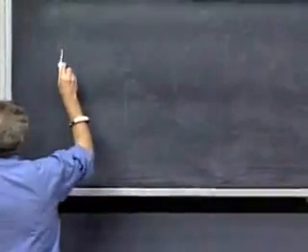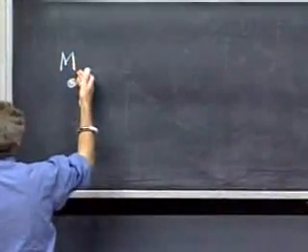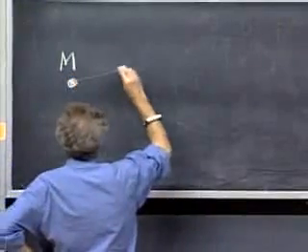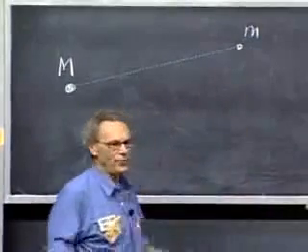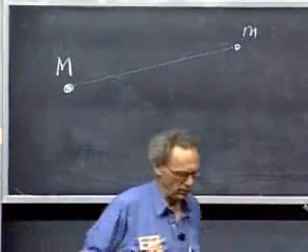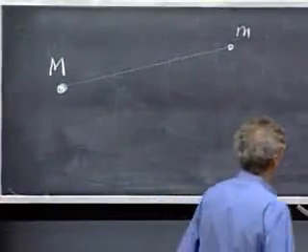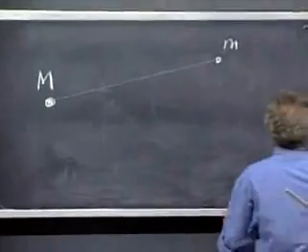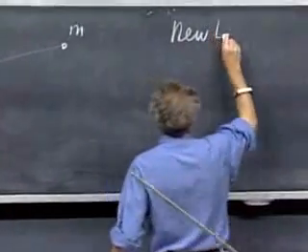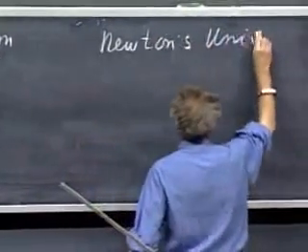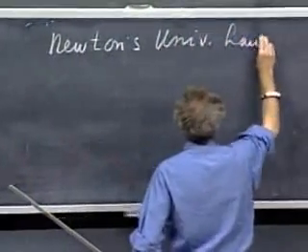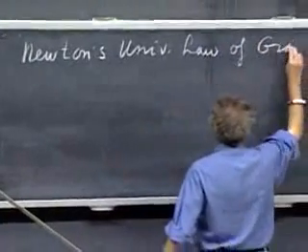If this is an object capital M, and you can think of this as being the Earth if you want to, and there is here an object little m, then I have to know what the forces are between the two. And this now is Newton's universal law of gravity, which he postulated.